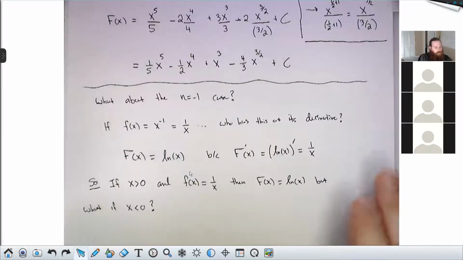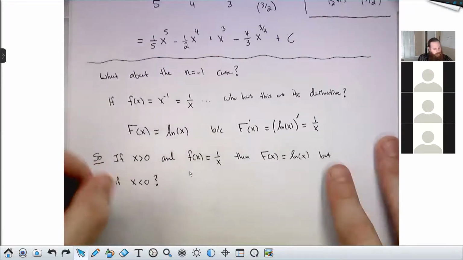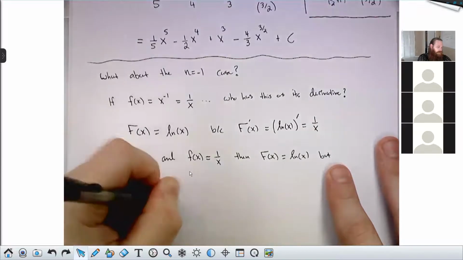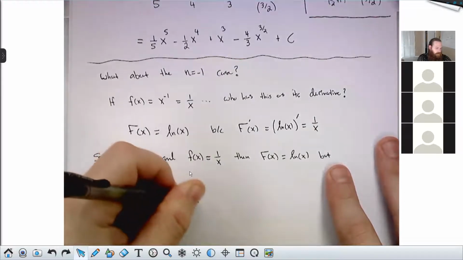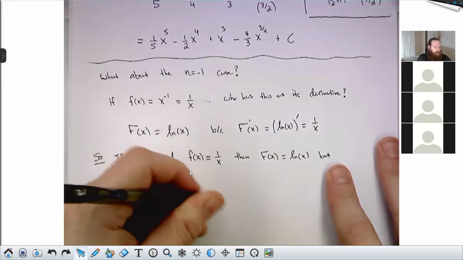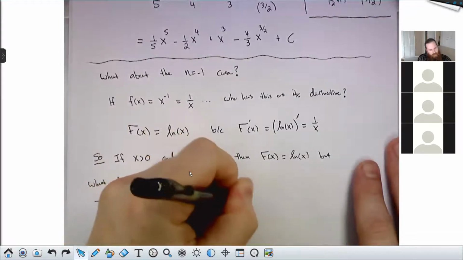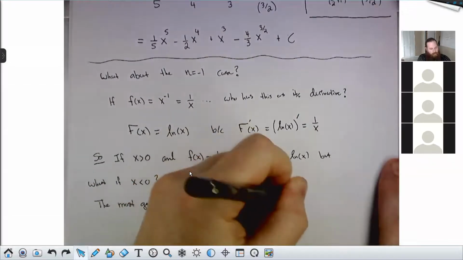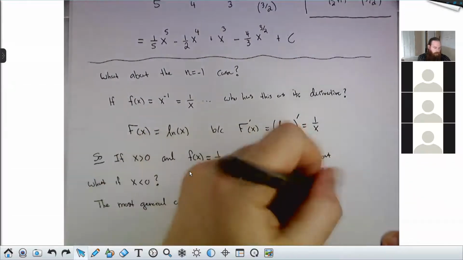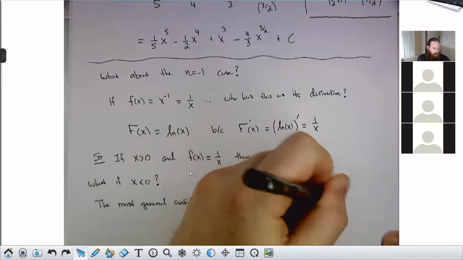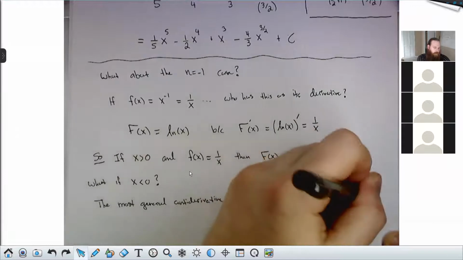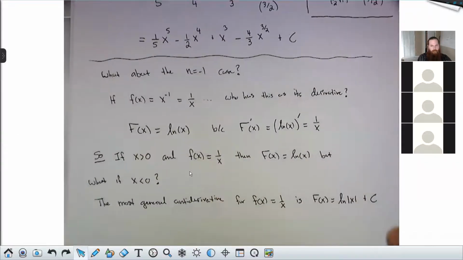Turns out the most general antiderivative for 1 over x, of course, there's going to be a plus c involved, but there's something else a little bit more subtle here. It's the natural log of the absolute value of x plus c.